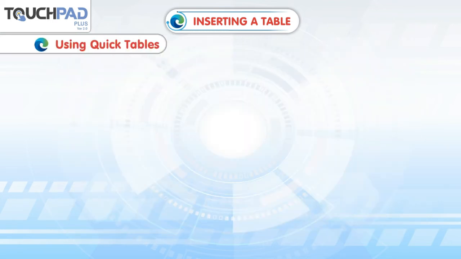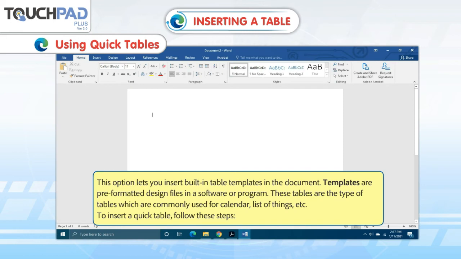Using Quick Tables. This option lets you insert built-in table templates in the document. Templates are pre-formatted design files in a software or program. These tables are the type of tables which are commonly used for calendar, list of things, etc. To insert a quick table, follow these steps.